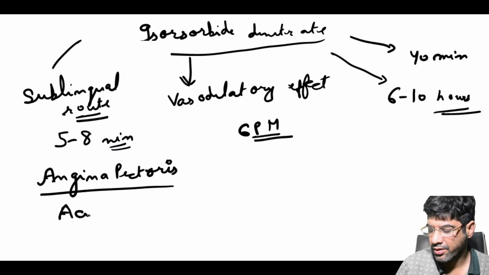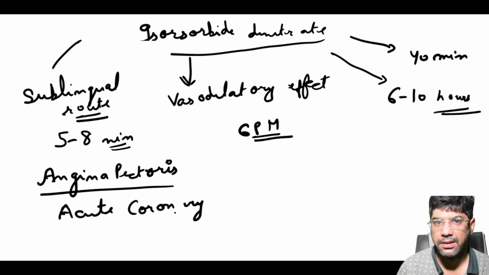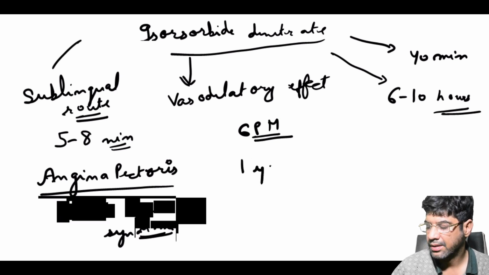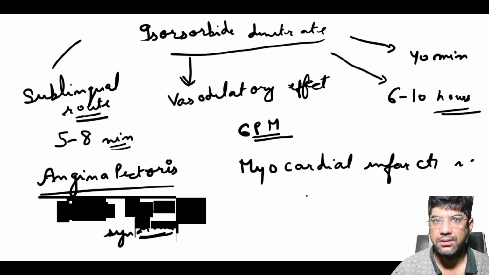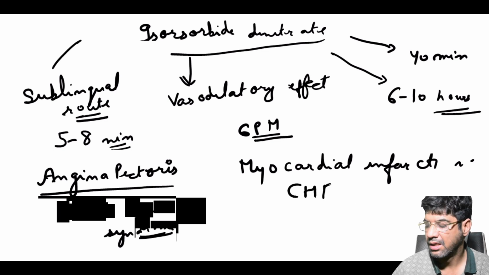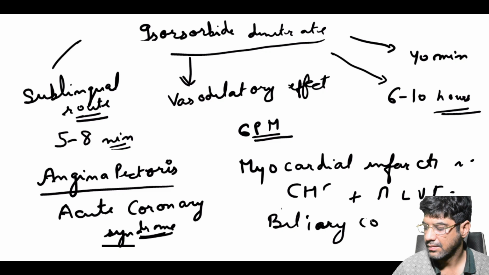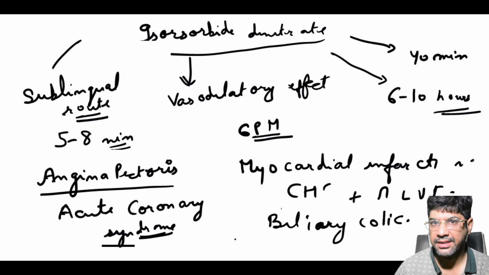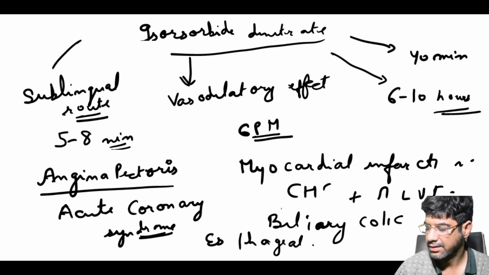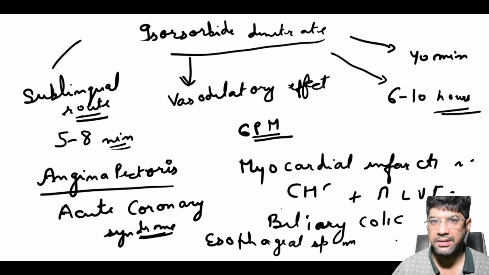Second, it is used in acute coronary syndrome. Third, it is used in myocardial infarction. Fourth, it is used in congestive heart failure and acute left ventricular failure. Fifth, it is used in biliary colic. And sixth, it is used in esophageal spasm. And last, it is used in cyanide poisoning. Nitrates generate methemoglobin, which binds to cyanide to form cyanomethemoglobin.